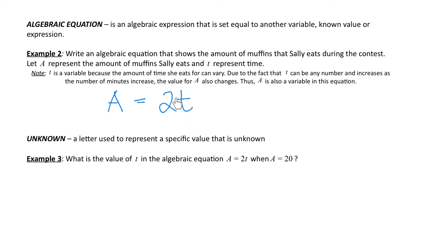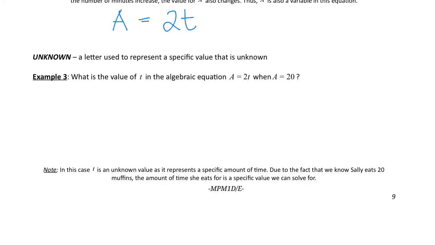We don't know how many minutes or how long this contest goes for. And because we don't know that, we also don't know the total amount of muffins that Sally will eat by the end of the contest. So the main point of algebra is to solve for an unknown. And an unknown is a letter or variable used to represent a specific value that is unknown. So in our situation here, what is unknown to us is t, or the amount of time or the length of time for this muffin eating contest.